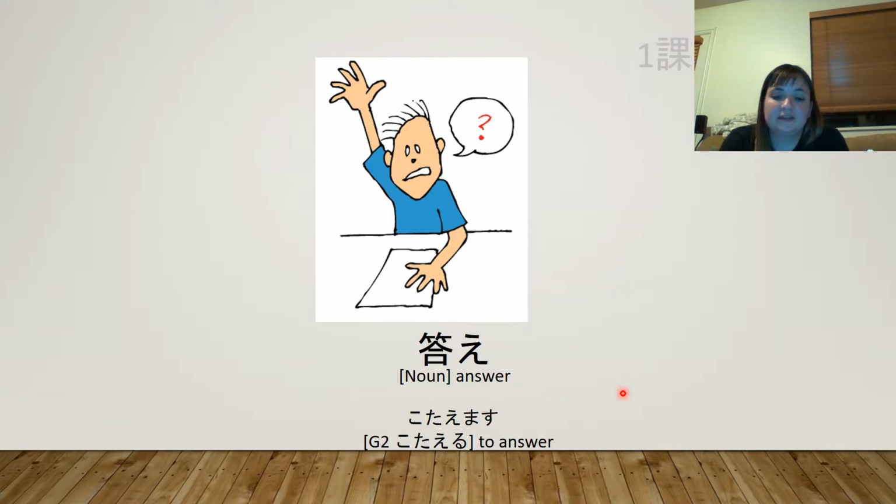And if you know the answer, you can say 答え. 答え is your answer. 答えます. So 答え is our noun for that word. To turn it into a verb, we change it to 答えます. The dictionary form, of course, is 答える. Okay? It's a group 2 verb, right? Or 一段. Okay? 答える and 答えます.